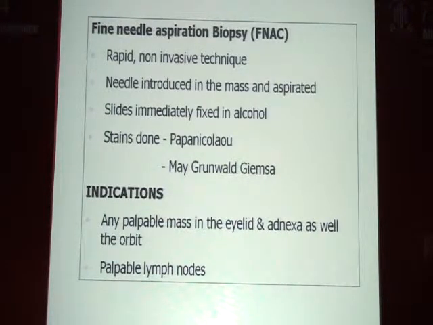The main indication is if there is any palpable mass in the eyelid or adnexa or the orbit, and even if there are palpable lymph nodes, then we like to go ahead with an FNAC to know whether it is reactive lymphadenitis or whether there is actually tumor invasion in the lymph node.